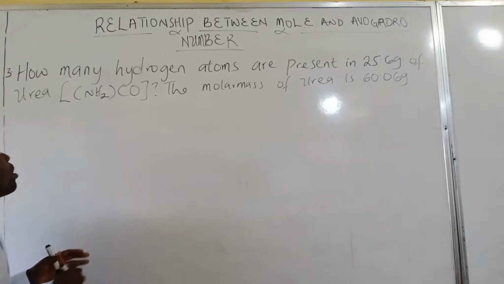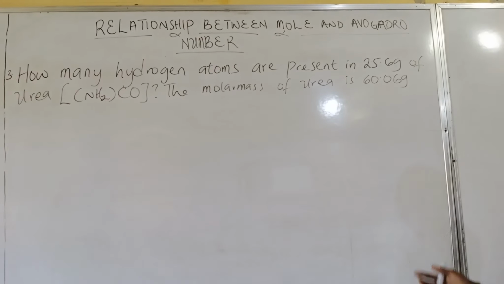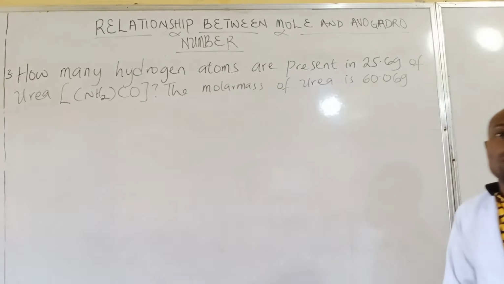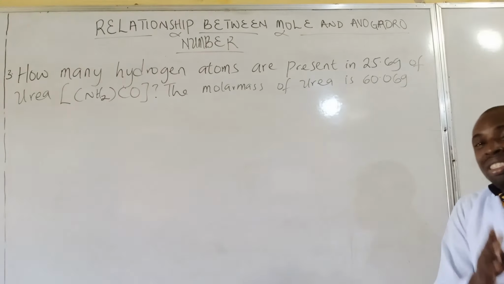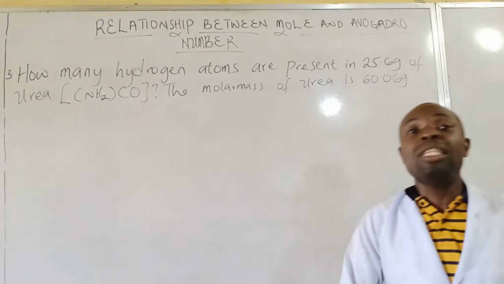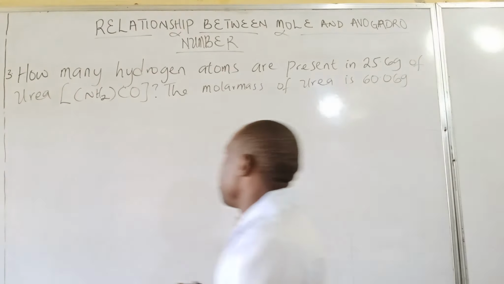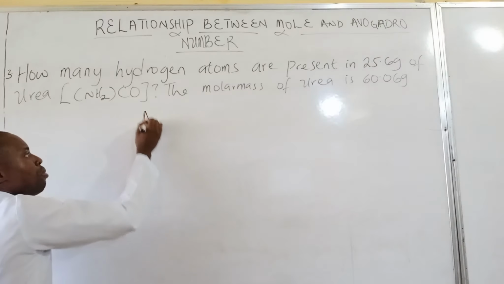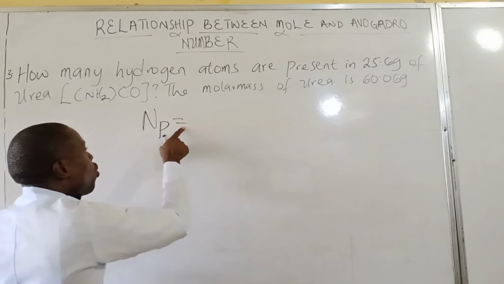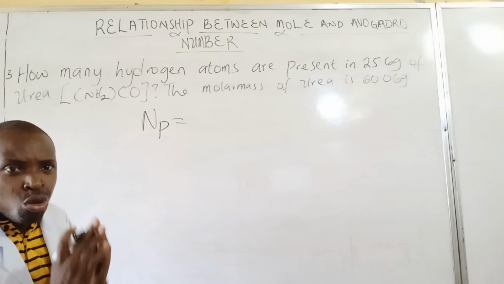The next question says: how many hydrogen atoms are present in 25.6 gram of urea, given that the molar mass of urea is 60.06 gram per mole? This question is very simple. It is similar to the one we solved for carbon atoms. So we move straight to the formula: Np, the number of particles of hydrogen atoms, is equal to the mass of the compound, which is urea.